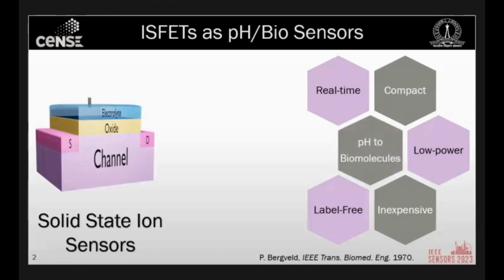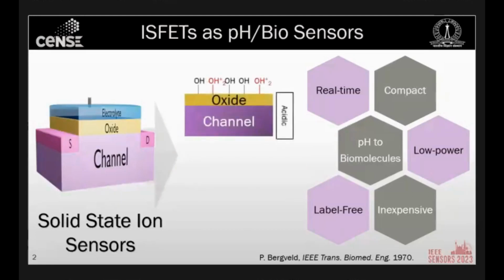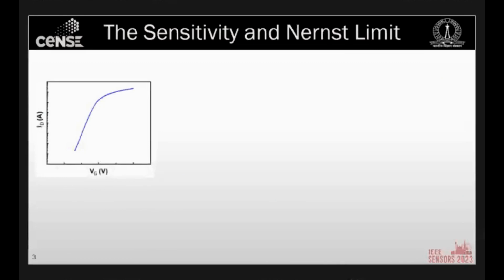And because it is based on the CMOS architecture, you have all these advantages: real-time, compact, low power, inexpensive, etc. The way it works is very simple. If you have an oxide, it will be a pH sensor based on the dangling bonds on the surface, which is usually hydrated in the atmosphere. In an acidic medium, it gets protonated and an excess positive charge is generated. In an alkaline medium, a negative charge is generated. A MOSFET, or in this case the ISFET, being a charge sensitive device, you can sense this charge based on how the transfer characteristic changes.